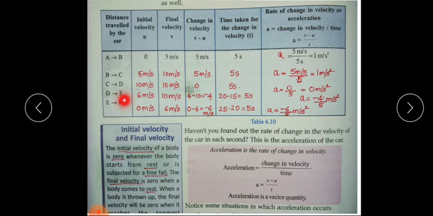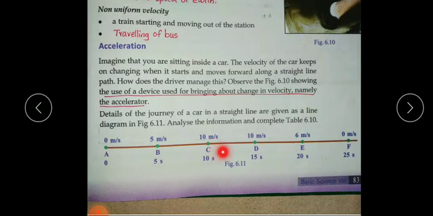Next, from D to E. So the car is moving from the point D to E. The initial velocity is 10 meter per second. Final velocity is 6 meter per second. Then what is the change in velocity? That is 6 minus 10. 6 minus 10 gives how much? Minus 4 meter per second.